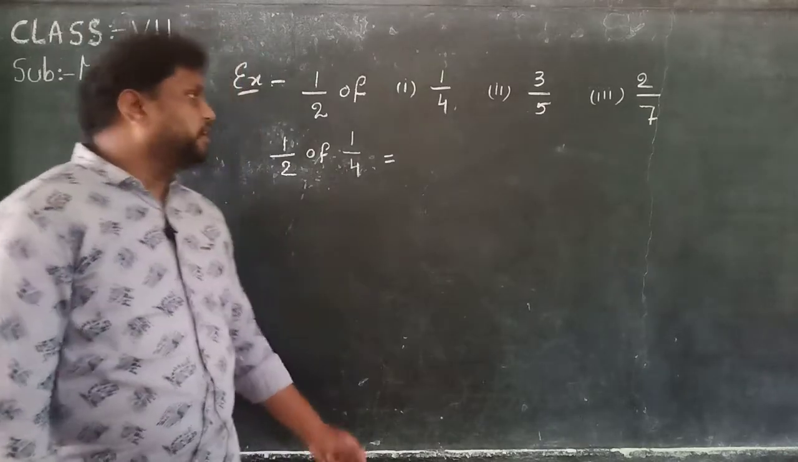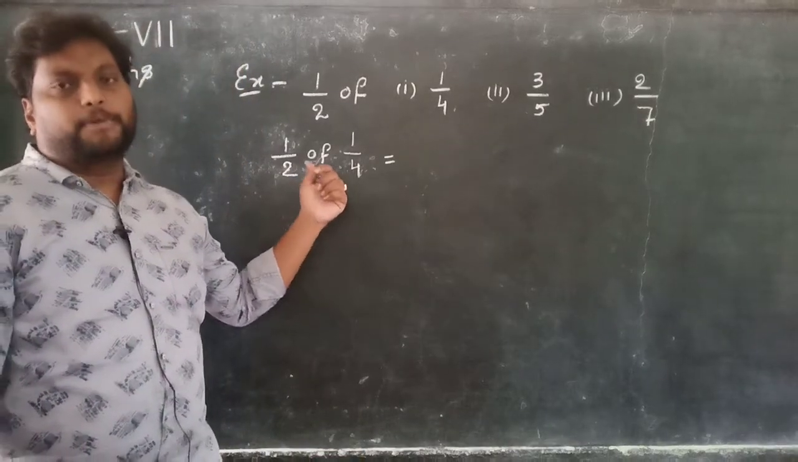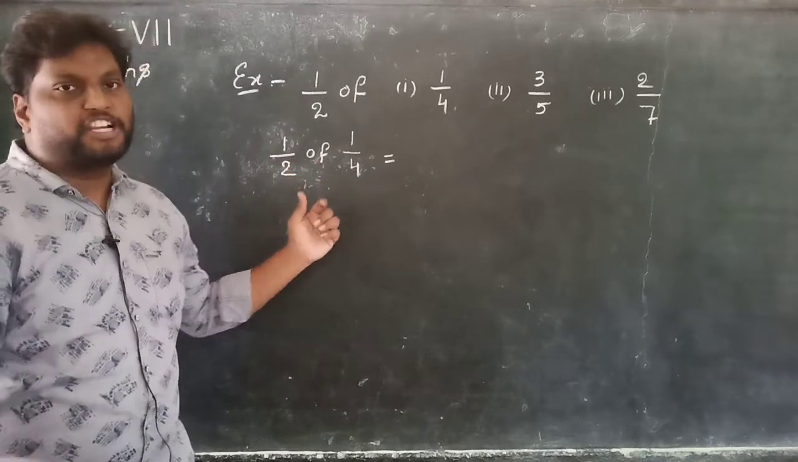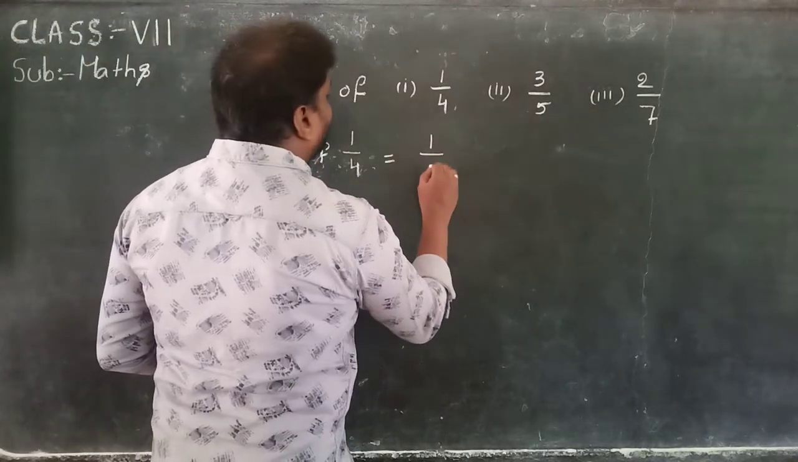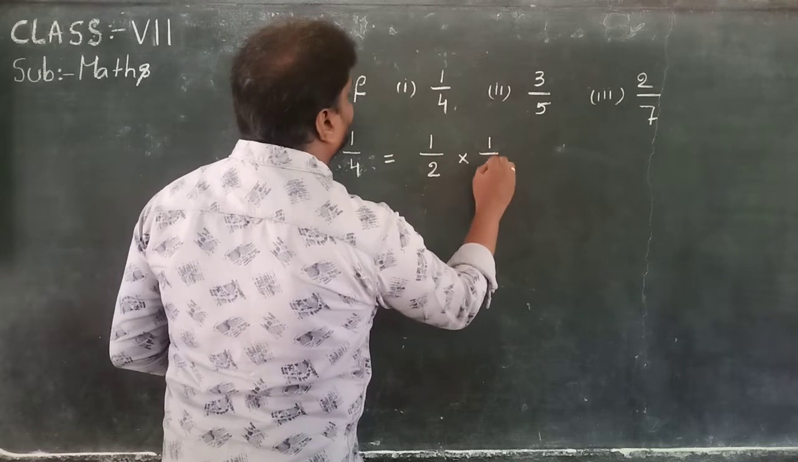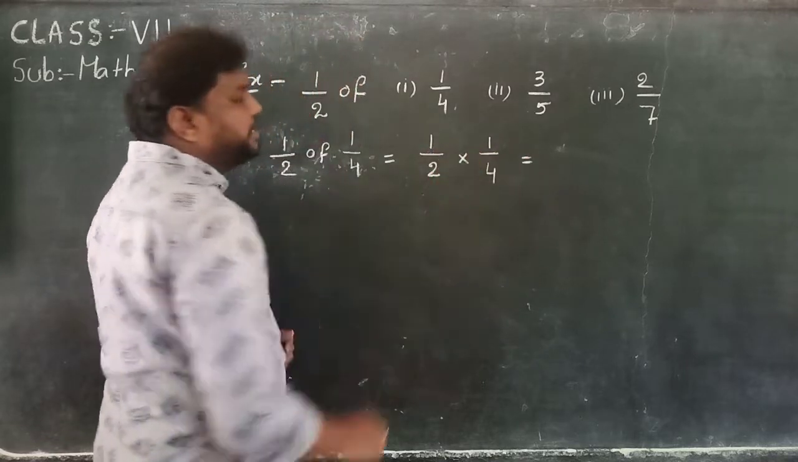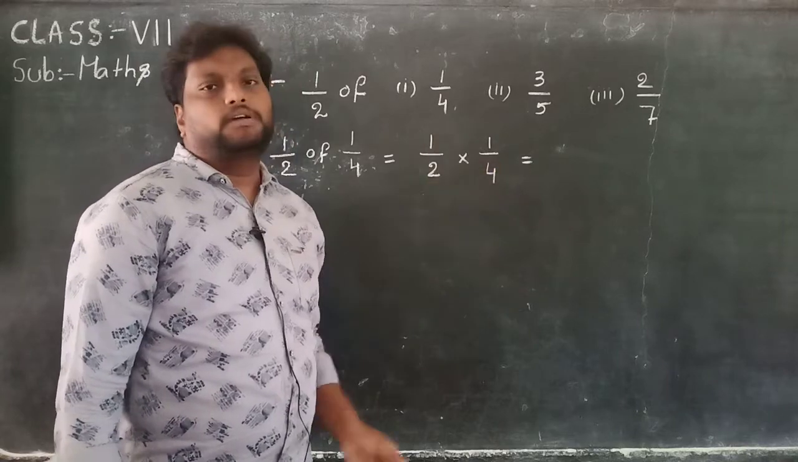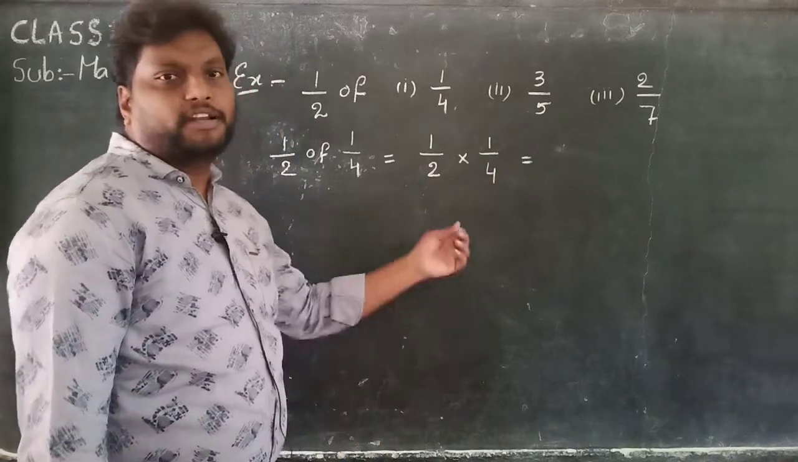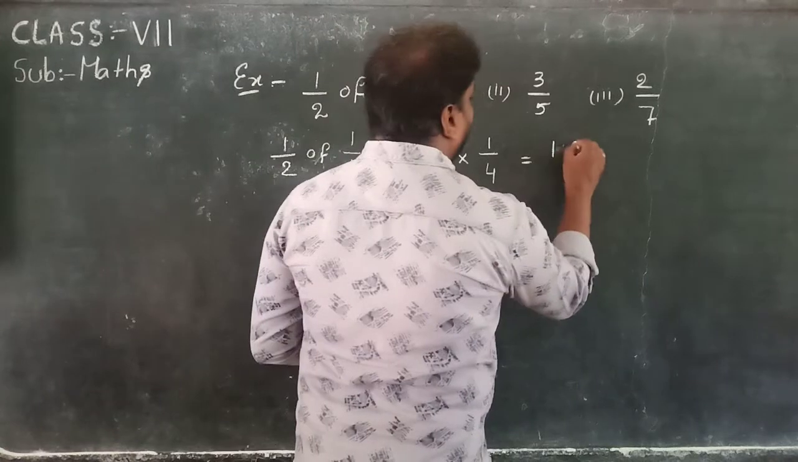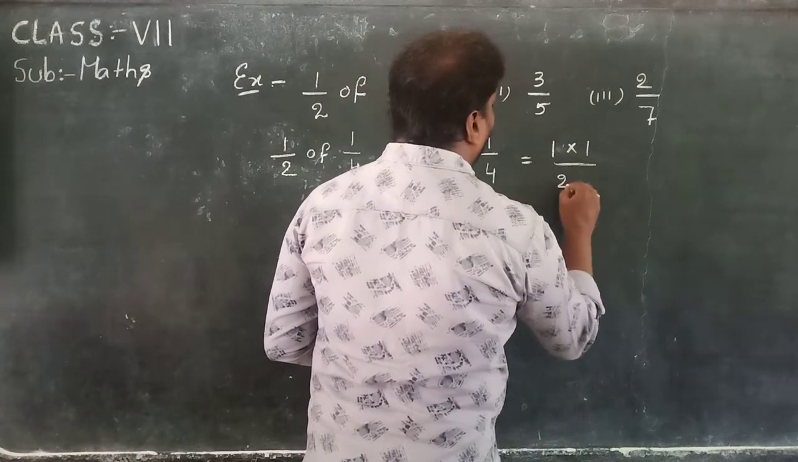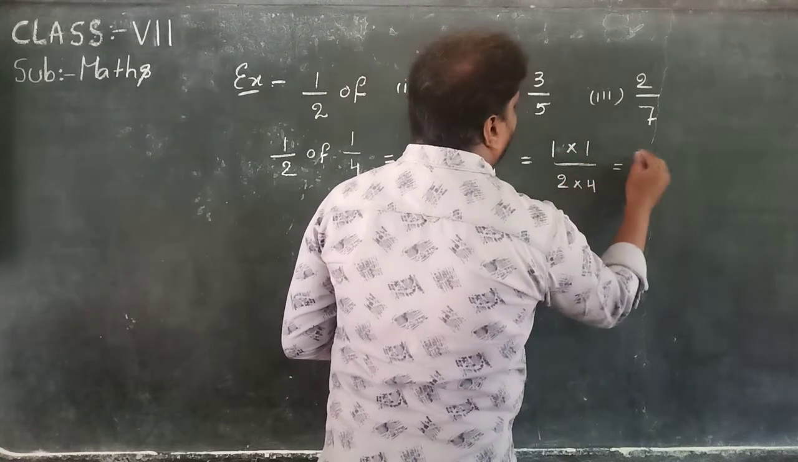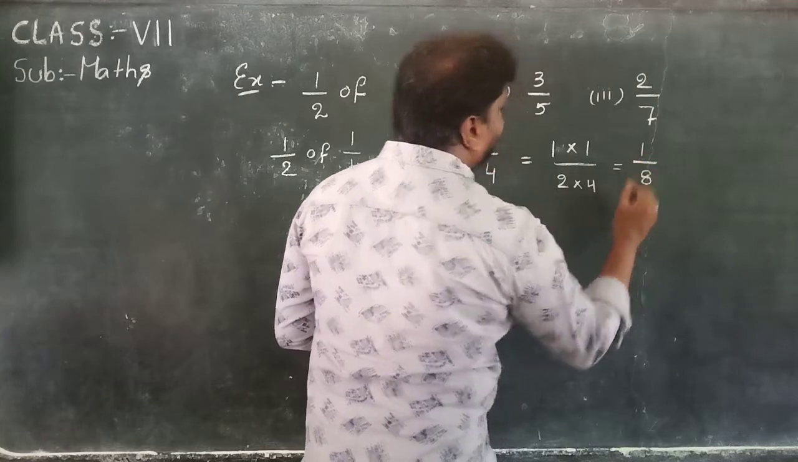Already we said according to the rule, of means product, which is nothing but multiplication. See here 1 by 2 into 1 by 4 means the product of two fractions is equal to product of numerators divided by product of denominators. 1 into 1 by 2 into 4 is equal to 1 by 8.